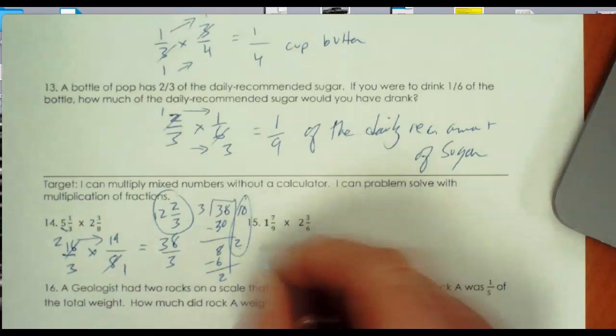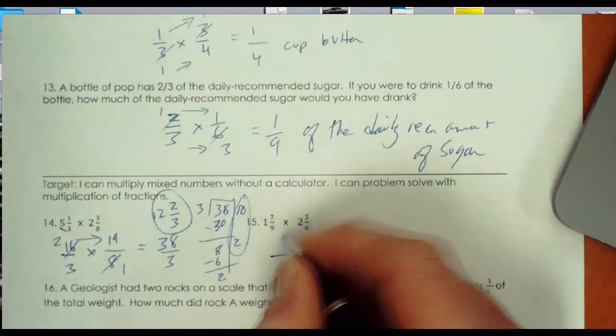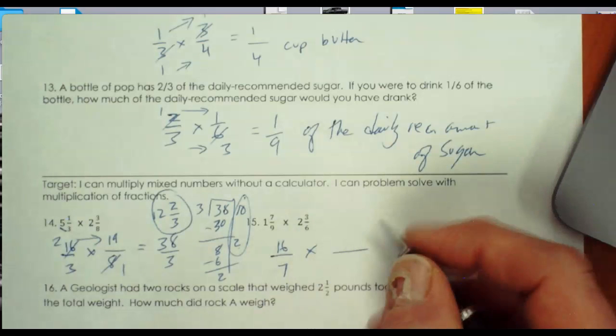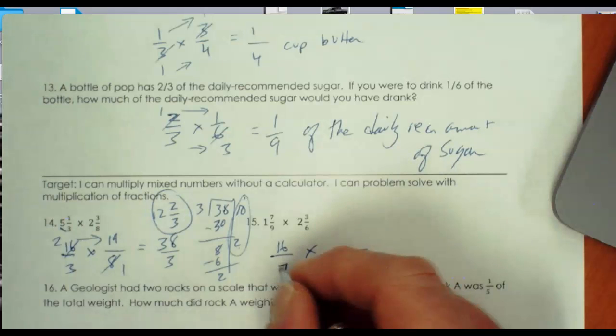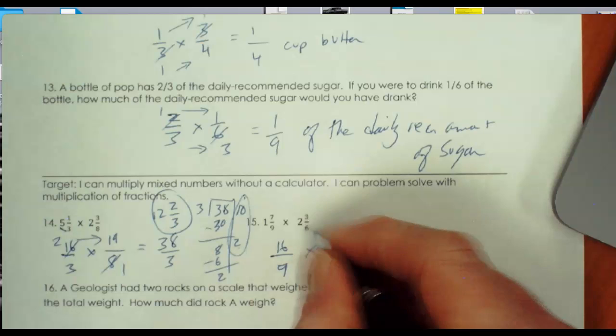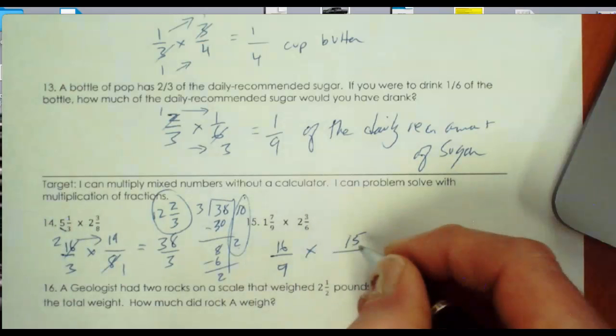All right, 1 7/9 times 2 and 5/6. 1 times 9 is 9, plus 7 makes it 16/9. Sorry about that. And then we've got 2 times 6 is 12, plus 3, we've got 15/6.